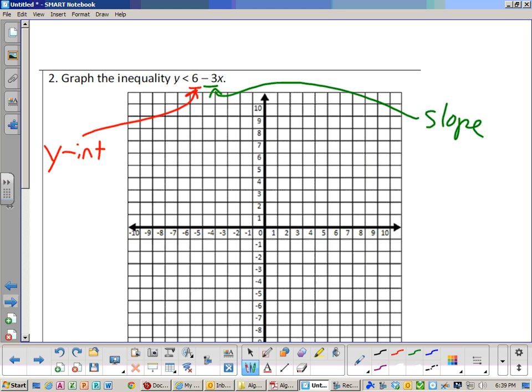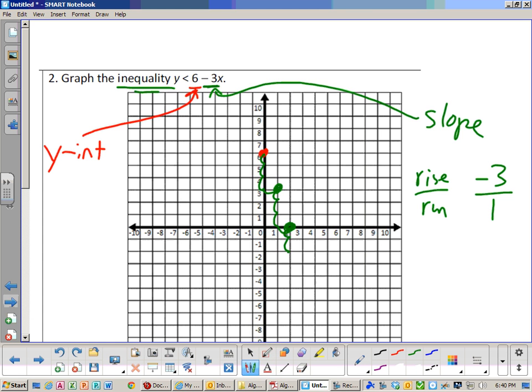Now, I notice it's an inequality because it does not use an equal sign. It does not matter. You can still graph it. It's a little bit trickier, though. Since it says 6, I'm going to start at 6. That's my y-intercept. And I have a slope of -3, which means rise over run, my slope is -3 over 1, since all whole numbers are over the number 1. So I'm going to go down 1, 2, 3 over 1, put a point. Down 1, 2, 3 over 1, put another point.